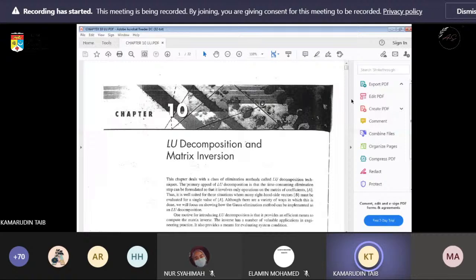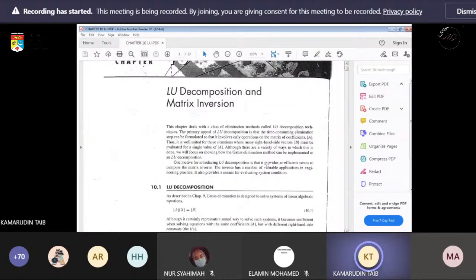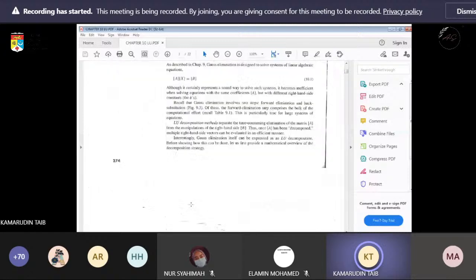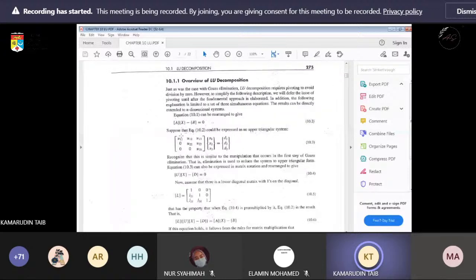It's on what we call LU decomposition. L means lower triangular matrix. U means upper triangular. So what is lower triangular? Lower triangular is a matrix where, let me show you. Okay, this one is upper triangular. You see, the elements below the main diagonal are all 0. These are called upper triangular.